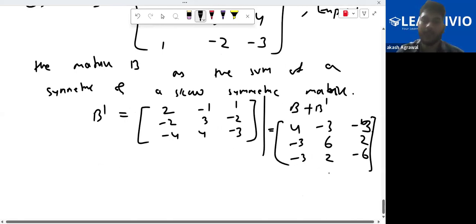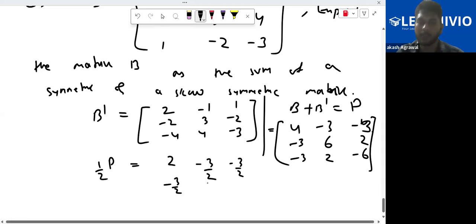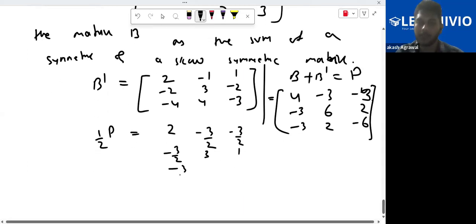So when you divide by half, let's call this P matrix, so half of P will be 2, minus 3 by 2, minus 3 by 2, minus 3 by 2, 3, 1, minus 3 by 2, 1 and minus 3. Okay, Rishita.